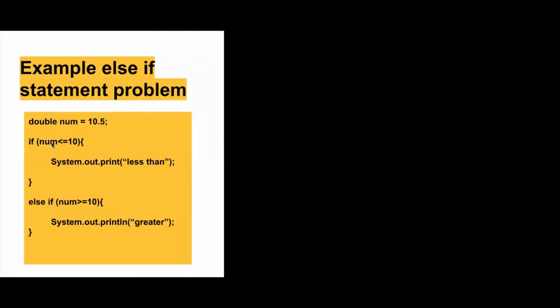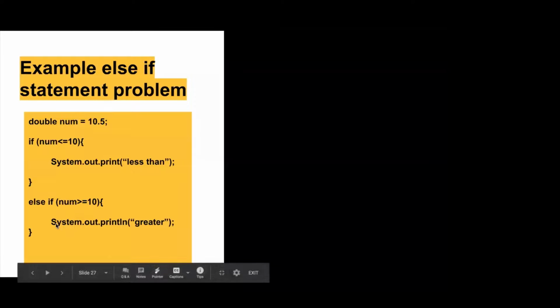And the second one is the if-else if statement. First we declare and initialize num to 10.5. Then we check the first condition: if num is less than or equal to 10. No, it isn't. So we continue to check the second condition. 10.5 is greater than 10. Therefore, the second part of the body will be executed, and it just prints out greater.